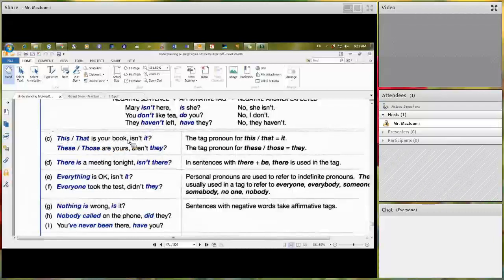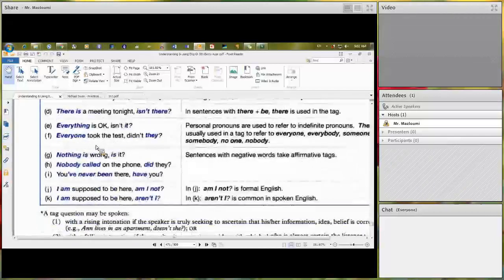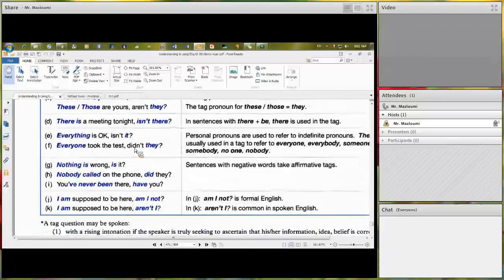All right, some points about tags. So we say this or that is your book. The tag for this and that, everyone, should be it. We say, isn't it? These or those are yours, aren't they? For there is a meeting tonight, isn't there? Next one, everything is okay, isn't it? So the tag for everything is it. We use the pronoun it.